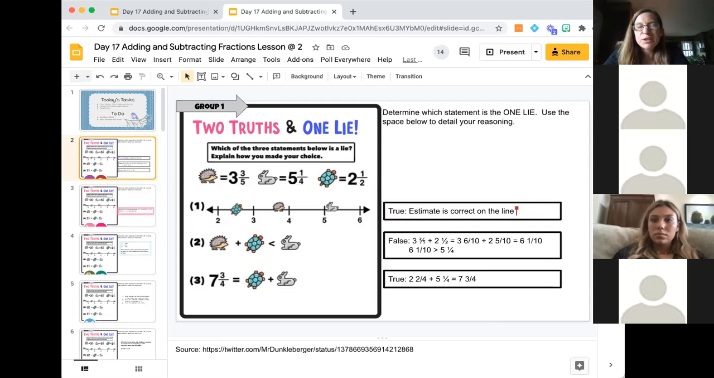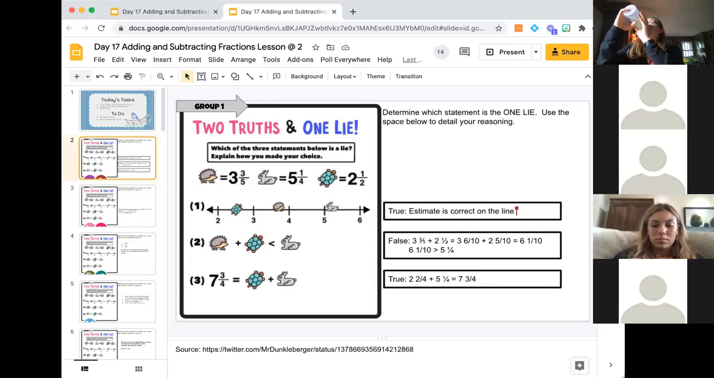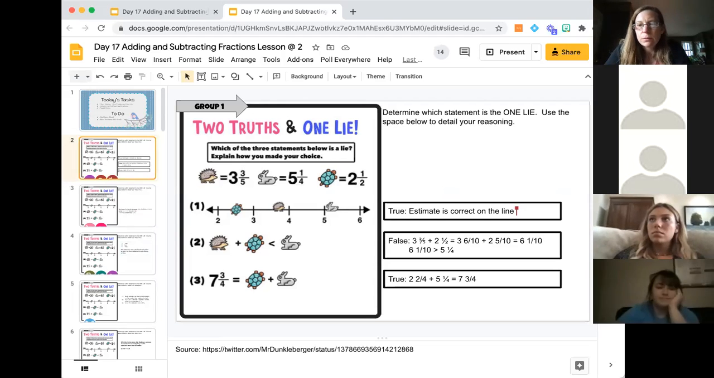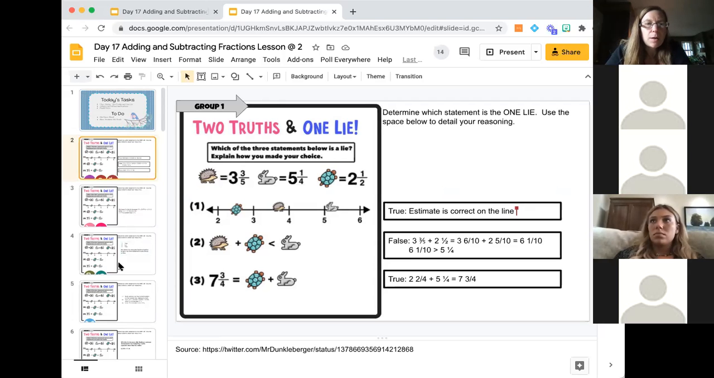We'll wait a few more minutes for our classmates to come back. Looks like we're almost all done. All right, it looks like we're all back here.